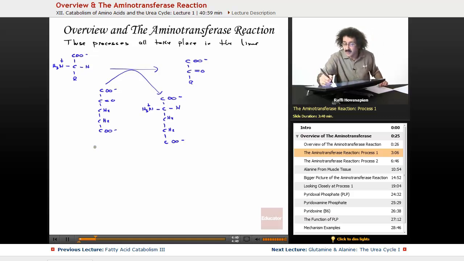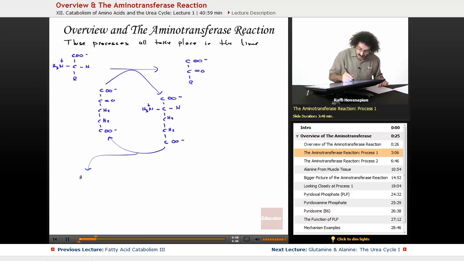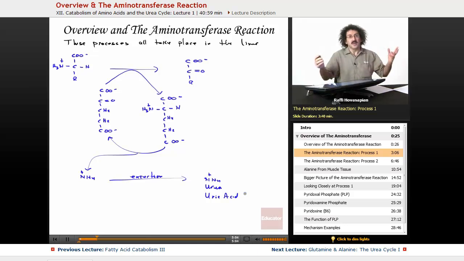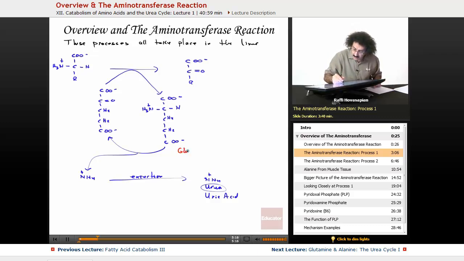So this molecule, well, actually let me go ahead and finish up the drawing here. This is going to be the NH4 plus. Okay, this is going to be excretion. And it's going to be either NH4 plus, urea, or uric acid, depending on the particular organism that we're talking about. For us, it's going to be urea. So now, in red, this molecule right here is glutamate. This molecule right here is the alpha-ketoglutarate.